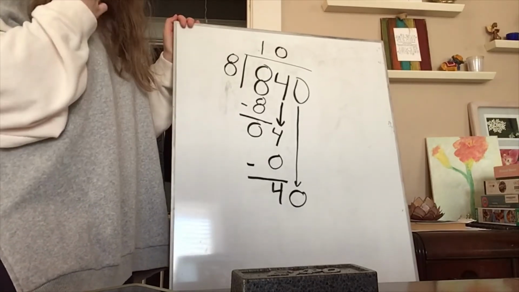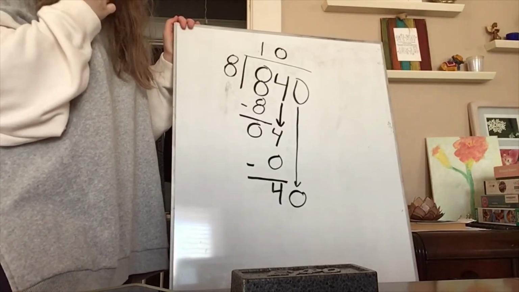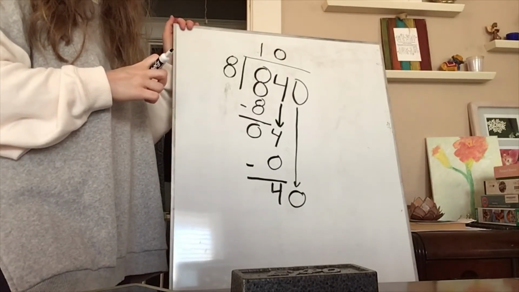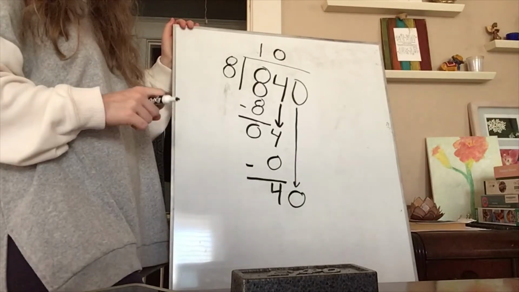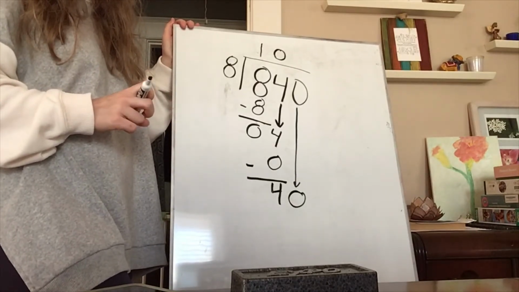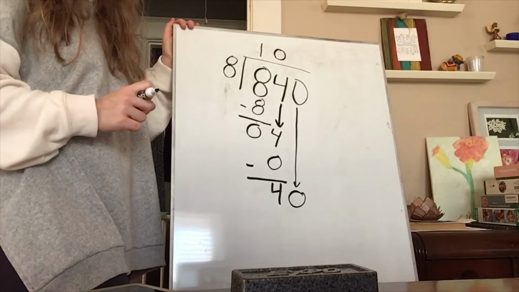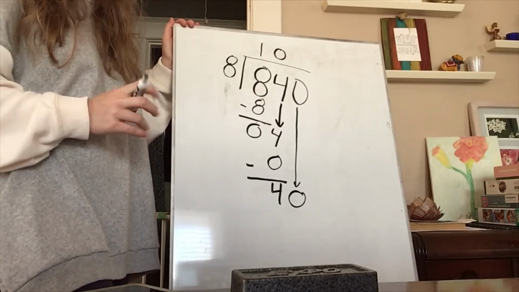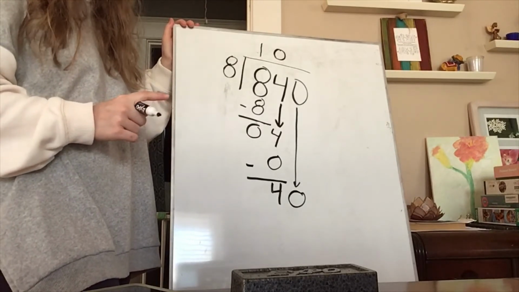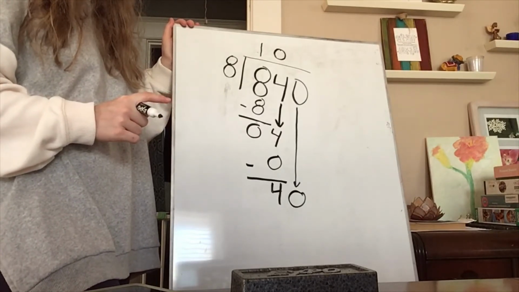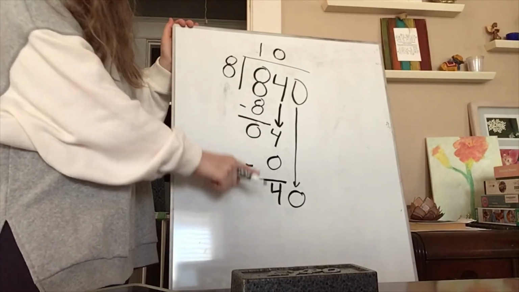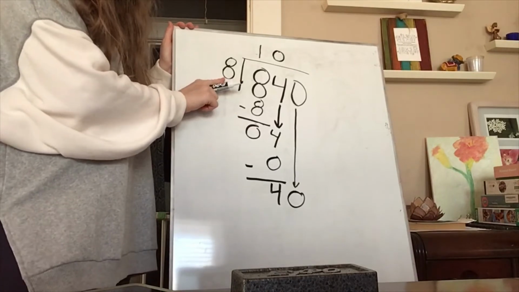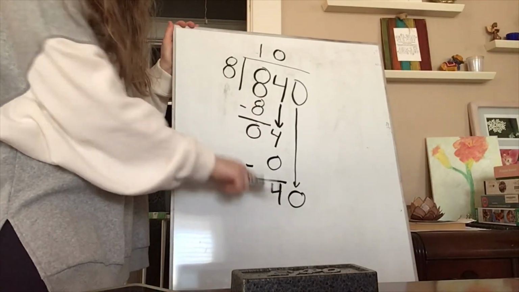Kingston. Uh-oh, I think he froze. Oh, Kingston, what do we do next? Oh, you're still muted. We see how many times. Okay. We see how many times our divisor can go into our new dividend. Good. Colin, please turn your camera back on. We see how many times our divisor, 8, can go into our new dividend, 40.